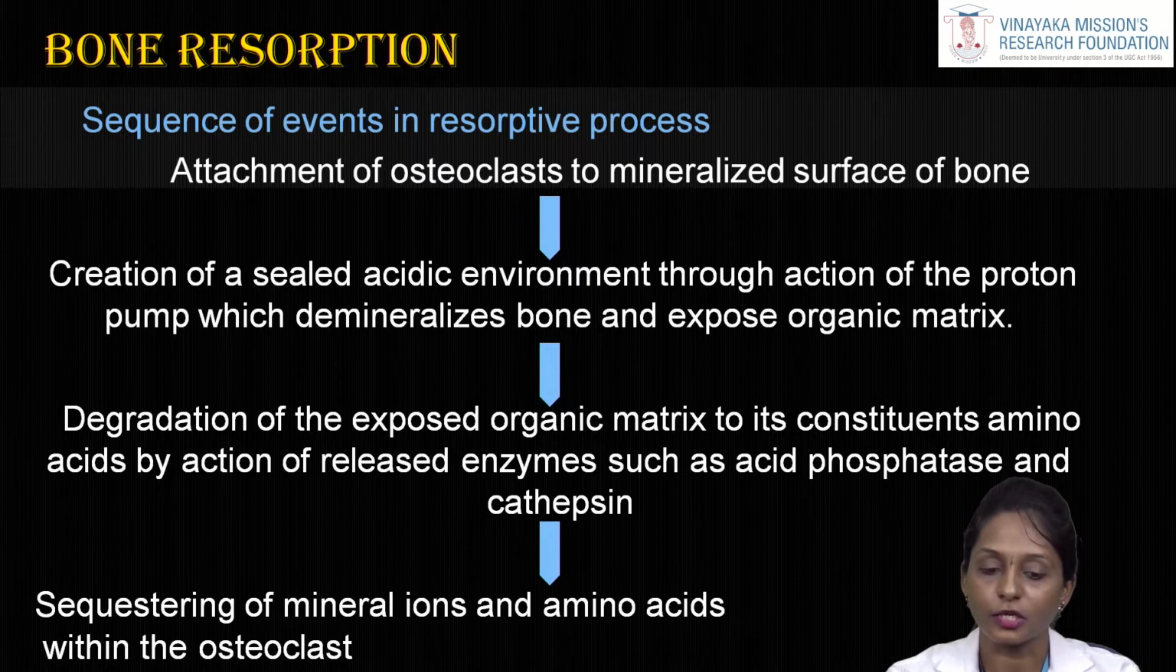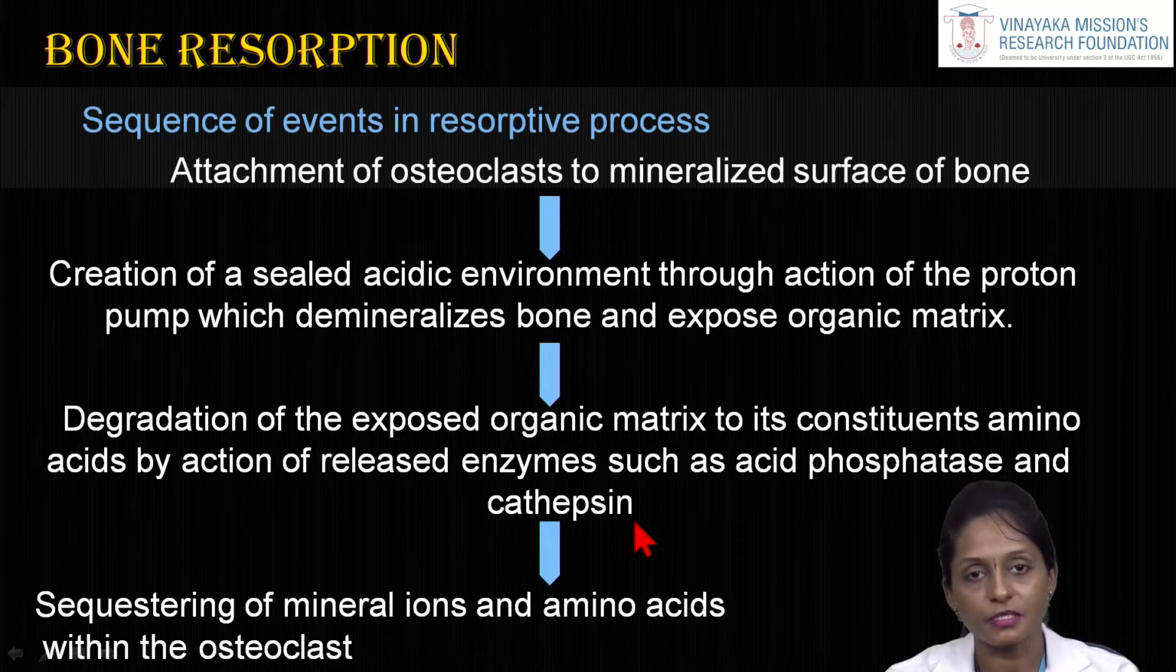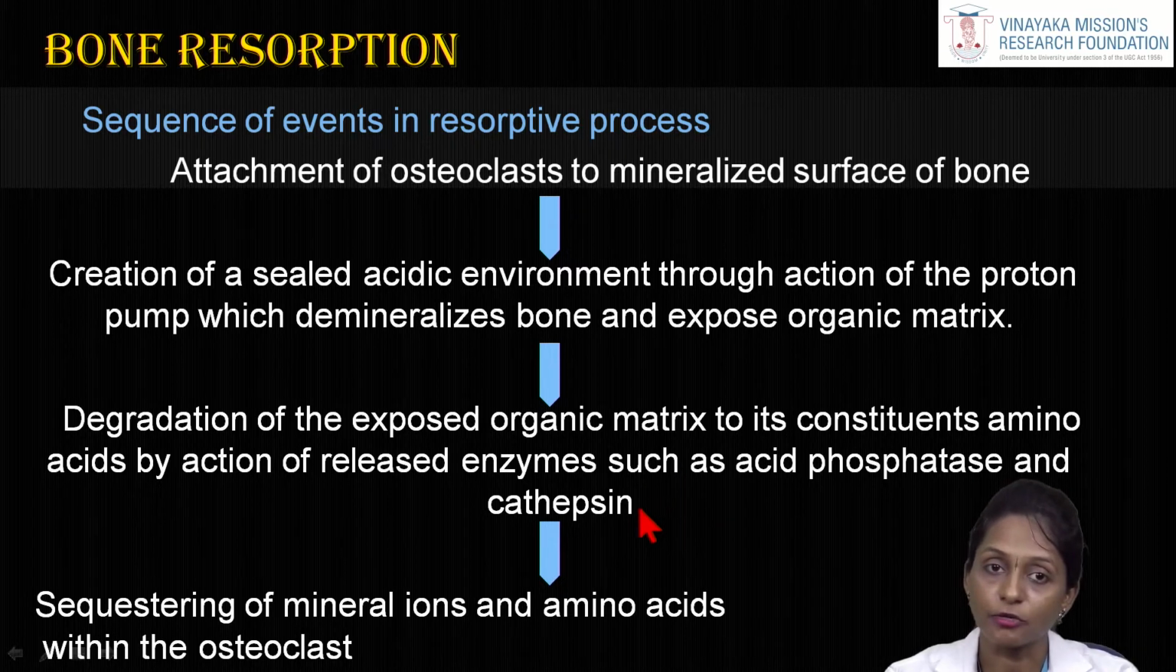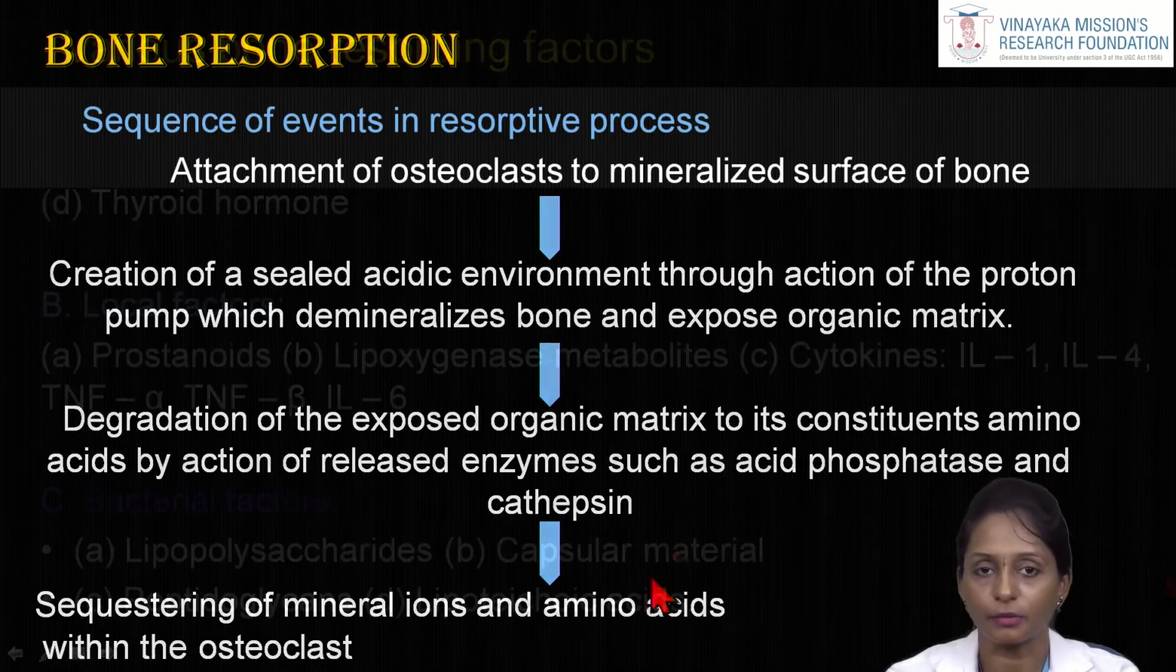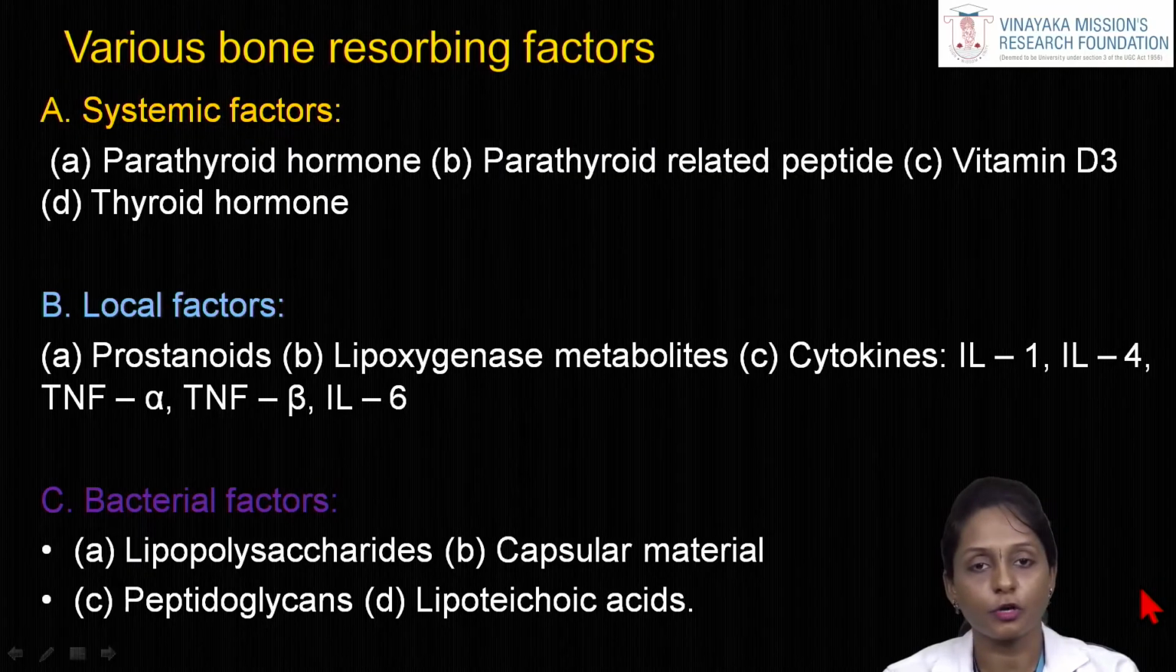So here comes the flow chart of attachment of the osteoclast to the mineralized surface of the bone. As soon as the osteoclast attaches to the surface of the bone, it creates a sealed acidic environment through the action of the proton pump, which demineralizes the bone and exposes the organic matrix. After this, the exposed organic matrix degrades, and enzymes like acid phosphatases and cathepsins act on it, and it sequesters the mineral ions and amino acids it comes in contact with.